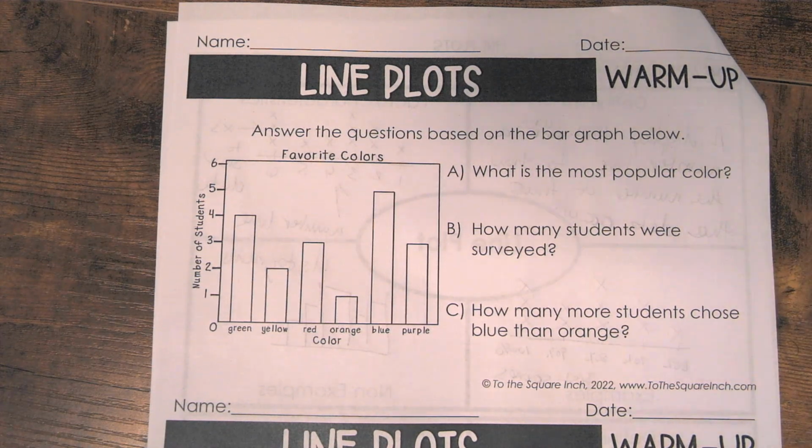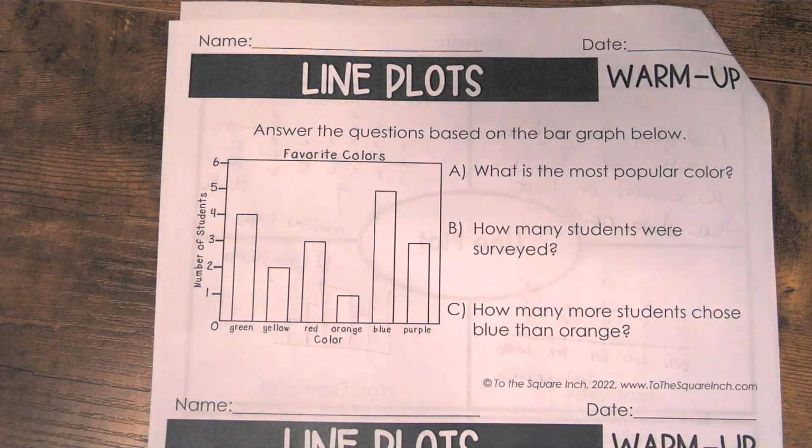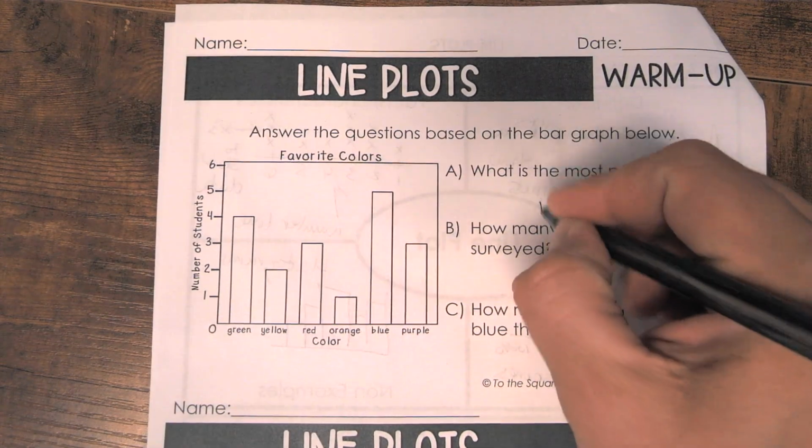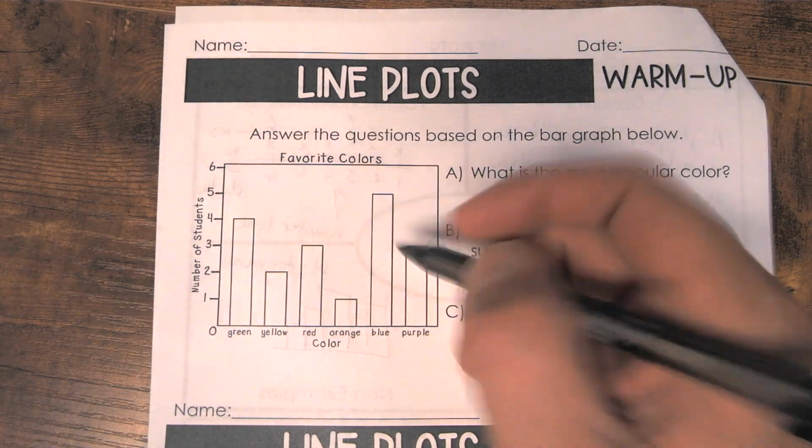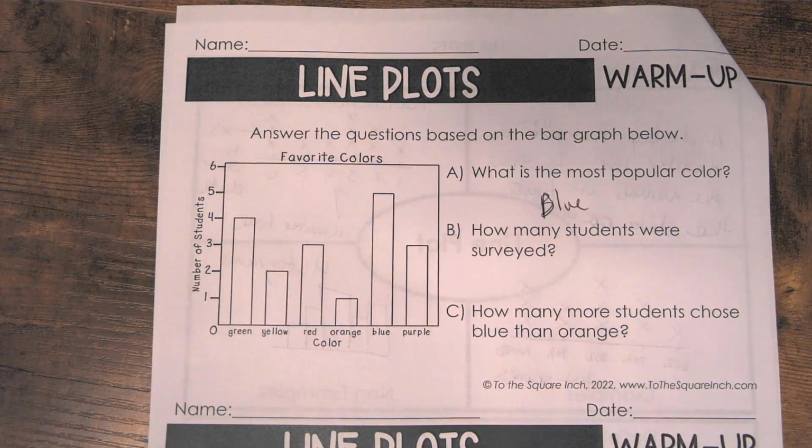It doesn't typically use a bunch of numbers, but sometimes it's just talking about how many people choose something. So, letter A, what is the most popular color? Blue. How do you know that? Because it has the tallest bar, and it's got 5. 5 is the biggest number. So, how many students were surveyed? How do we find that?